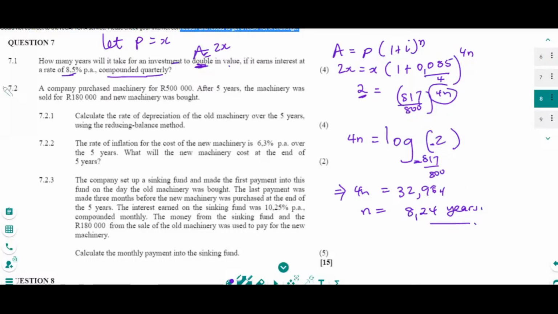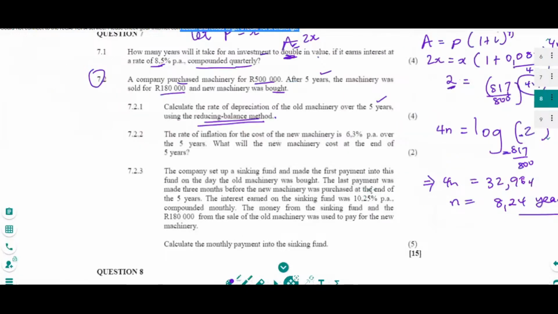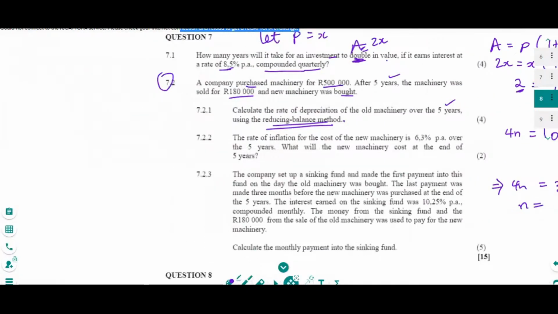All right, 7.2. A company purchased machinery for 500,000. After 5 years, the machinery was sold for 180,000, and new machinery was bought. They want the rate of depreciation of the old machinery over 5 years using reducing balance. Please do not confuse the simple or straight-line depreciation with the reducing balance. So the reducing balance formula, this is 7.2.1, is A is equal to P times (1 minus i) to the exponent of n.